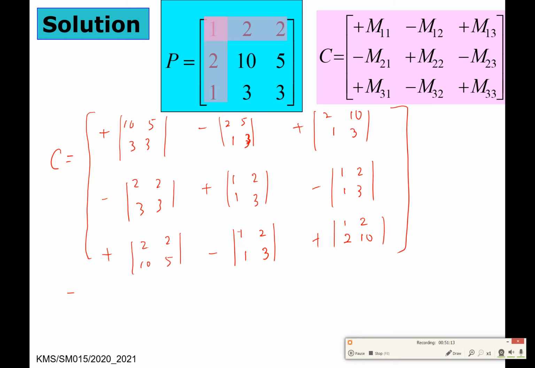So finally we just simplify. This is 15, negative 1, negative 4. This is 0, 1, negative 1. This is negative 10, negative 1, and 6.